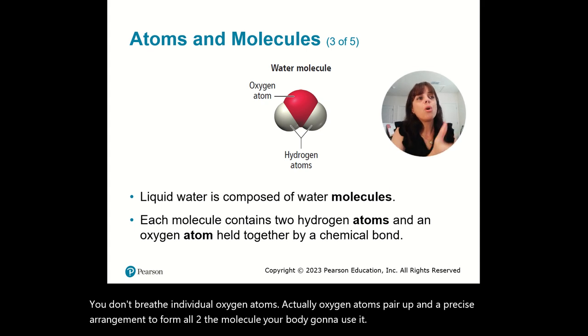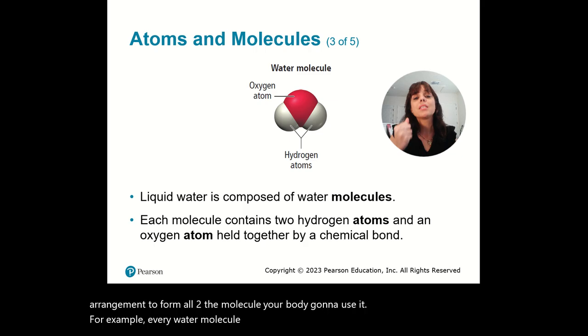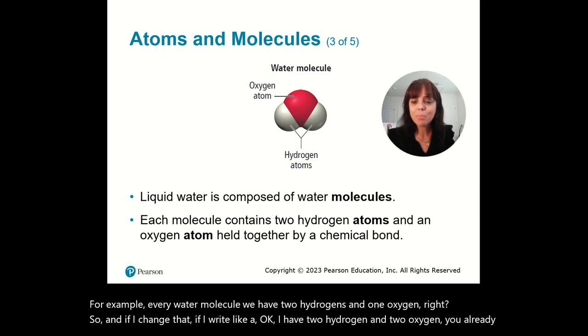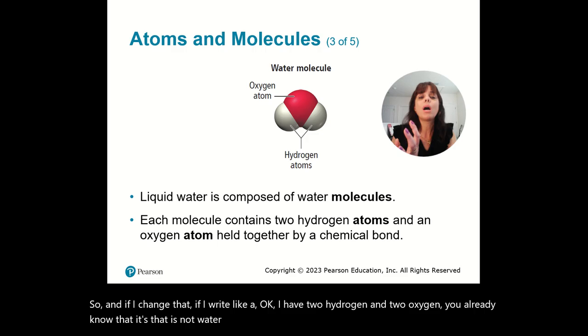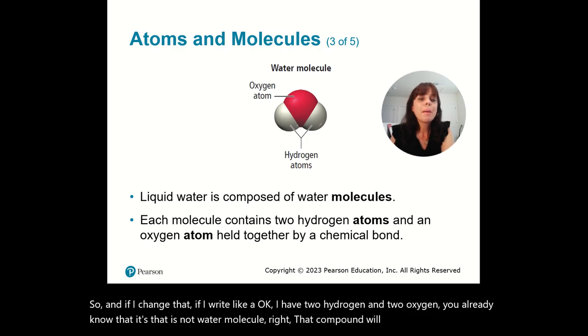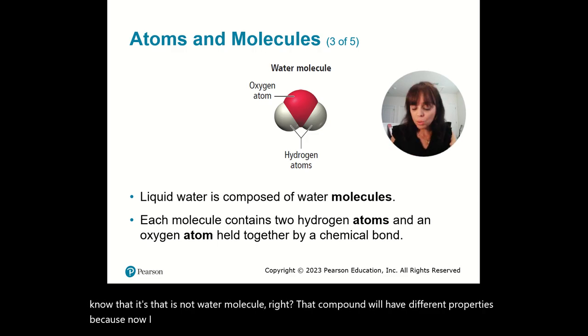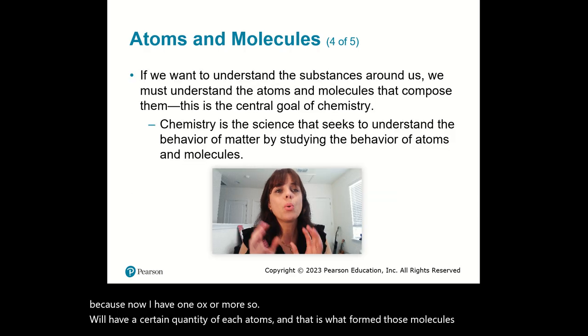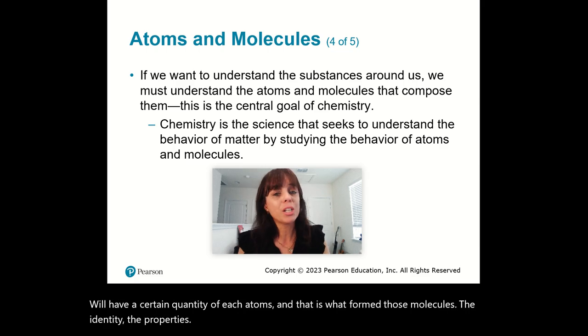For example, every water molecule has 2 hydrogens and 1 oxygen, right? If I change that, say I have 2 hydrogens and 2 oxygens, you already know that is not a water molecule. That compound will have different properties because now I have one more oxygen. So each molecule has a certain quantity of each atom, and that forms the identity and the properties. So understanding these structures is the heart of chemistry.